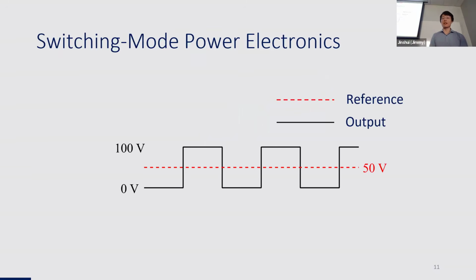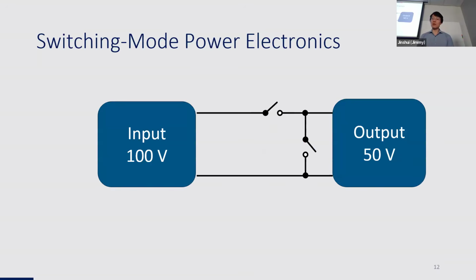So this is a graph of the output voltage over time. What we have at the input is either 100 volts or 0, and what we desire at the output is 50 volts, like this red dashed line, which is also called the reference. And switching mode power electronics jumps between the 100 and 0 to use the average value of the output to track the reference.